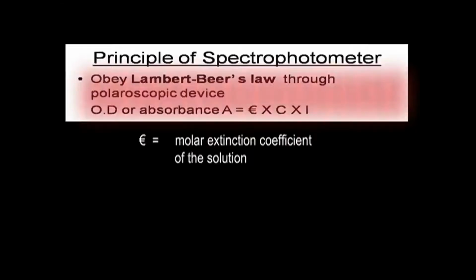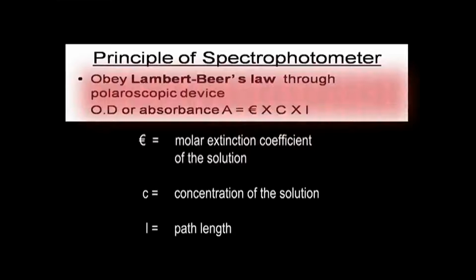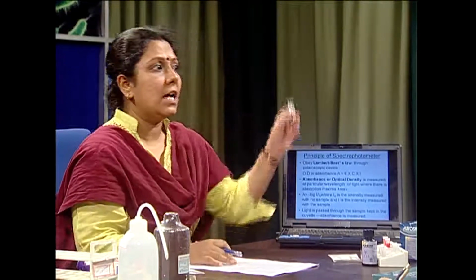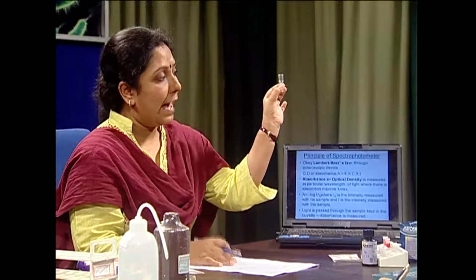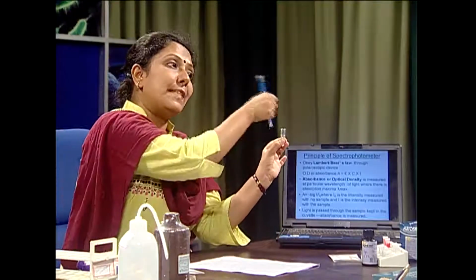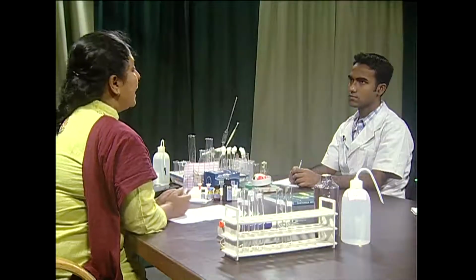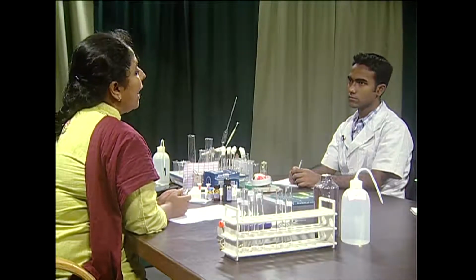Epsilon is the molar extinction coefficient of the solution, C is the concentration of the solution, and L is the path length. In this way, without giving any sample, by putting in water, the blank can be made, through which the light will be passed. Then we can keep the sample here and again the light will be passed.